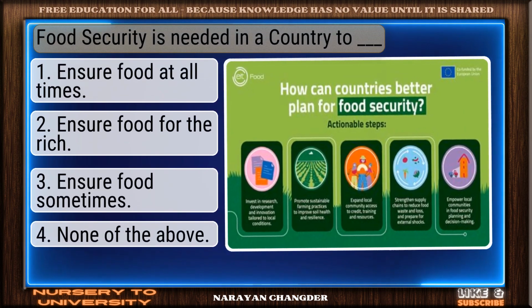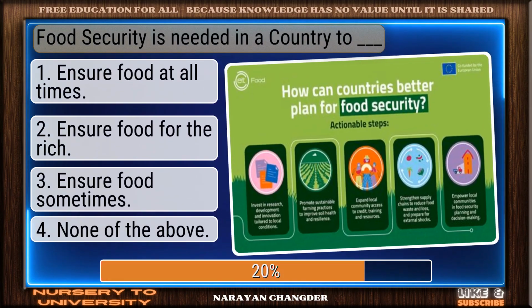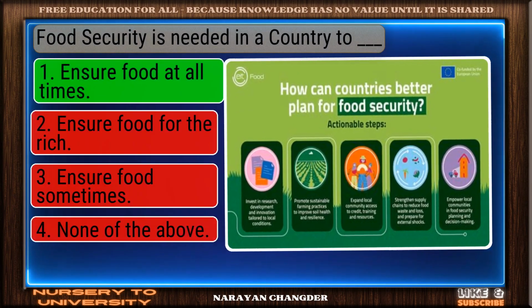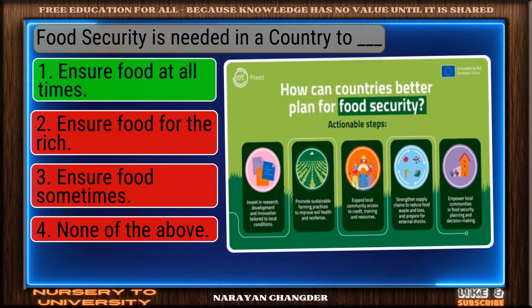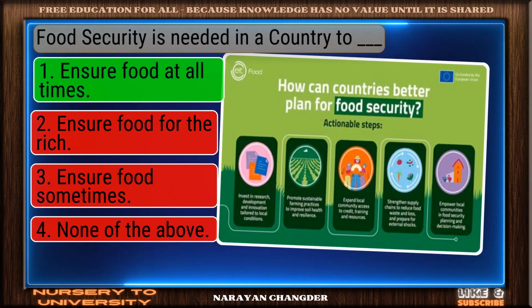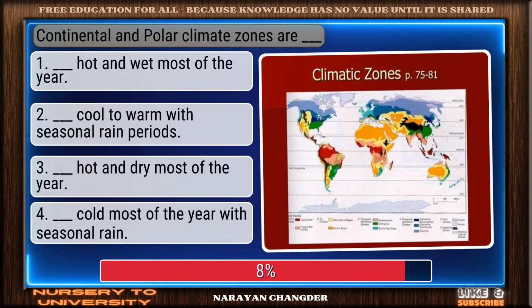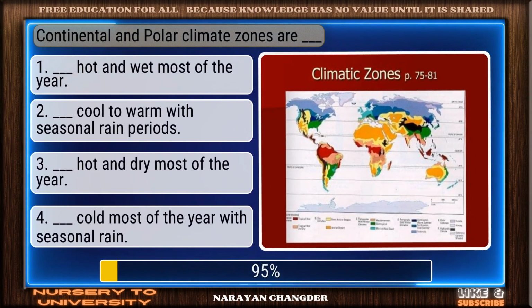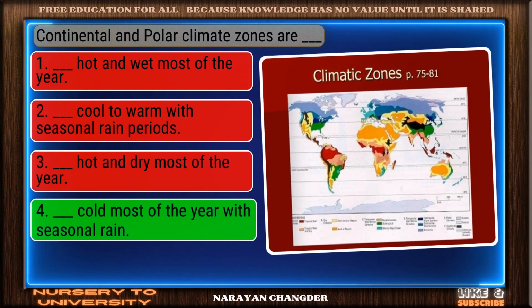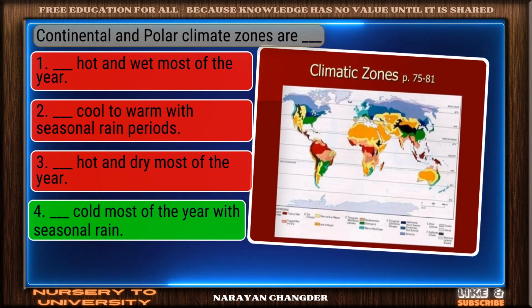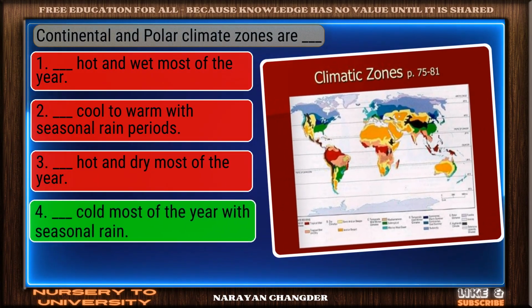Food security is needed in a country to dash. Sharp thinking. Ensure food at all times is the right choice. Continental and polar climate zones are dash. You're right. Dash cold most of the year with seasonal rain is the correct answer.